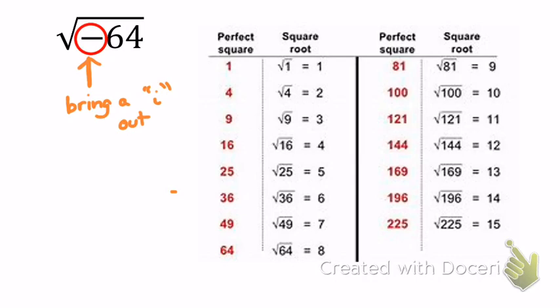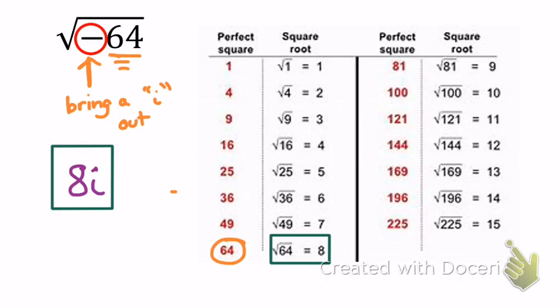Now let's look at this number right here. Recognize that that is one of our perfect squares. Okay, square root of 64 is a plain old 8. There's no radical whatsoever left. So when simplifying this, square root of 64 is 8. And then since there's a negative on that 64, it's going to be 8i. So that is my final answer. Let's look at the next example.